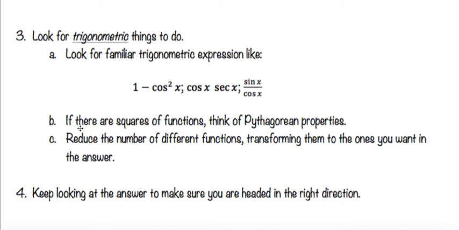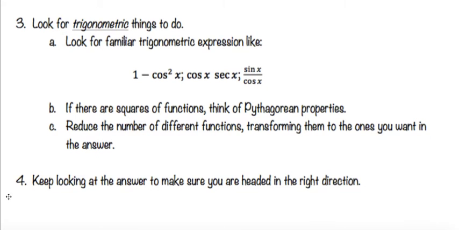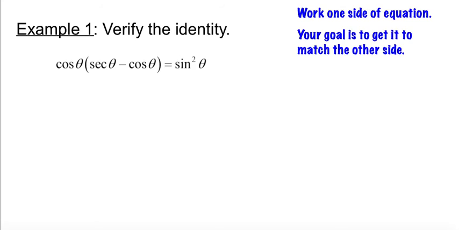And then you want to reduce the number of different functions. So usually we want to make sure everything's in terms of sines and cosines. You want to get them all down to either sines or cosines, because, depending on what you want it to equal, you might need to get them all down to tangents or something like that. So keep looking at the answer to make sure you're heading in the right direction. And sometimes you mess up, you might have to start all over again and do something differently.